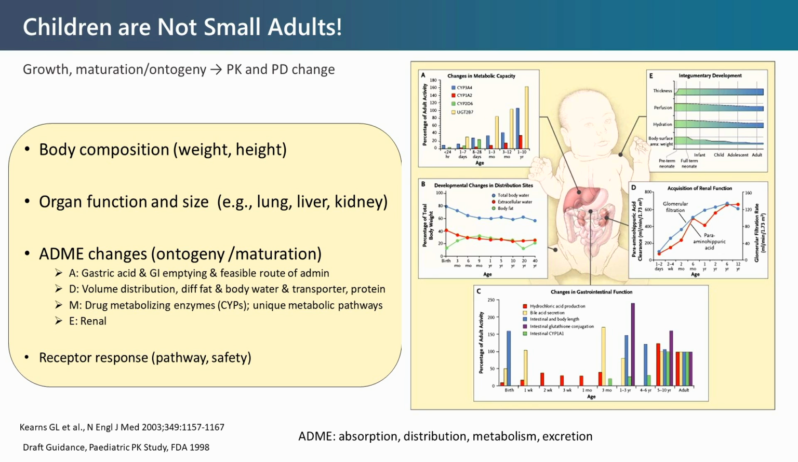The development over the first few years of life means that the expression of the drug metabolizing enzymes, transporters, and organ composition can be very different from that of the adult. And therefore, PK can be age-dependent in very young children. For example, the plot on the top shows how the expression of drug metabolizing enzymes changes relative to that in adults. And below, that is how the composition of the body in terms of water and fat alters with age.